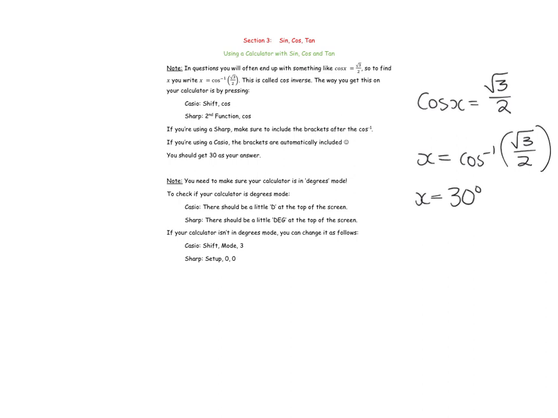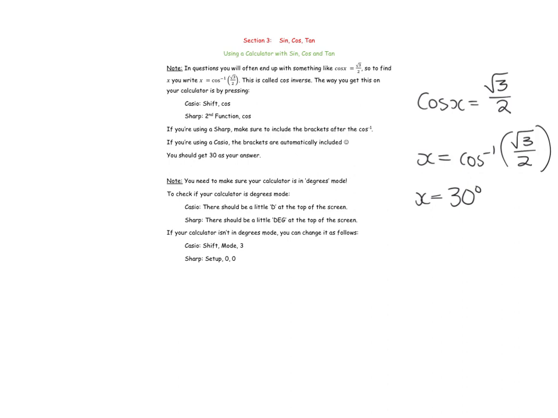Now, the key thing about this is you always need to make sure your calculator is in degrees mode. To check if your calculator is in degree mode, on a Casio, there should be a little D at the top of the screen. And on a Sharp, there should be a DEG at the top of the screen. So if your calculator isn't in degrees mode, there are 3 steps for both Casio and Sharp for how to change it into degrees mode.